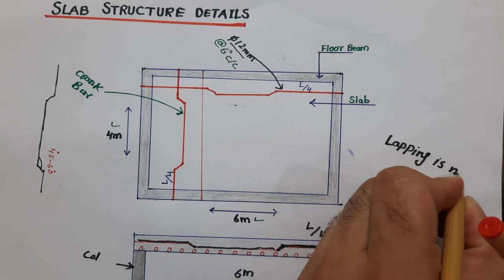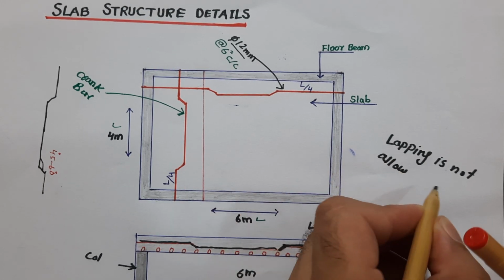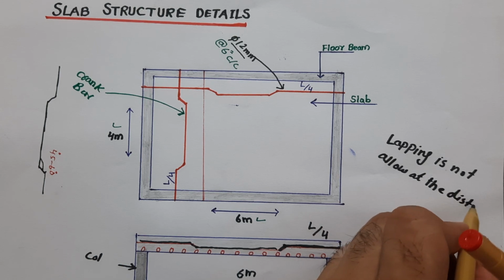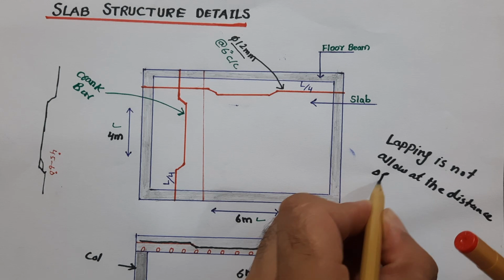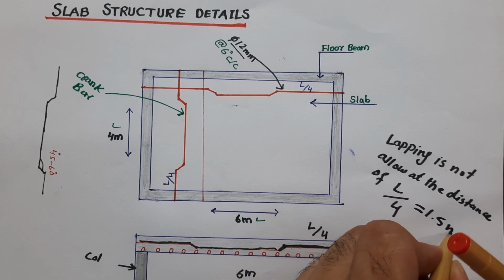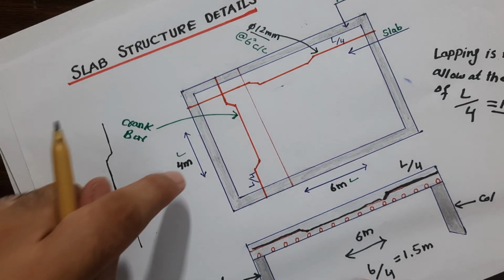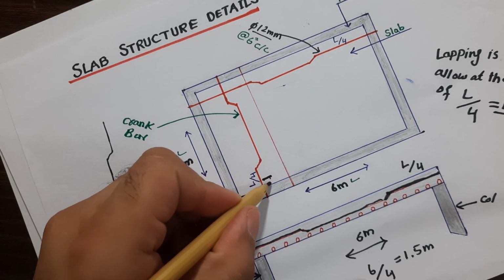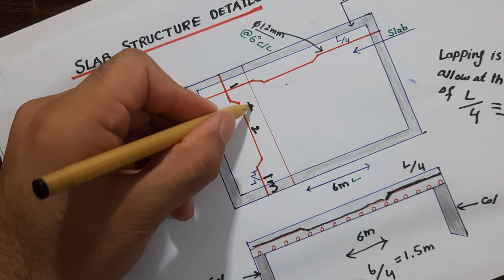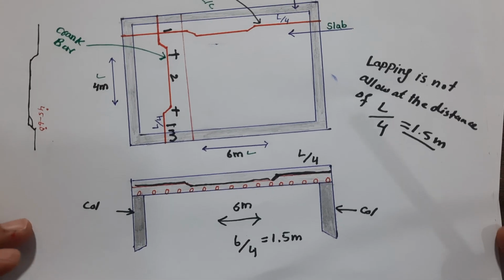Lapping is not allowed at the distance of L by 4, where L by 4 is 1.5 meter, because the length is 6 meter. If you see this section, L by 4 is 1 meter. This is 2 meter and this is 1 meter, total 4 meter. Therefore, it is very important to know about this point.